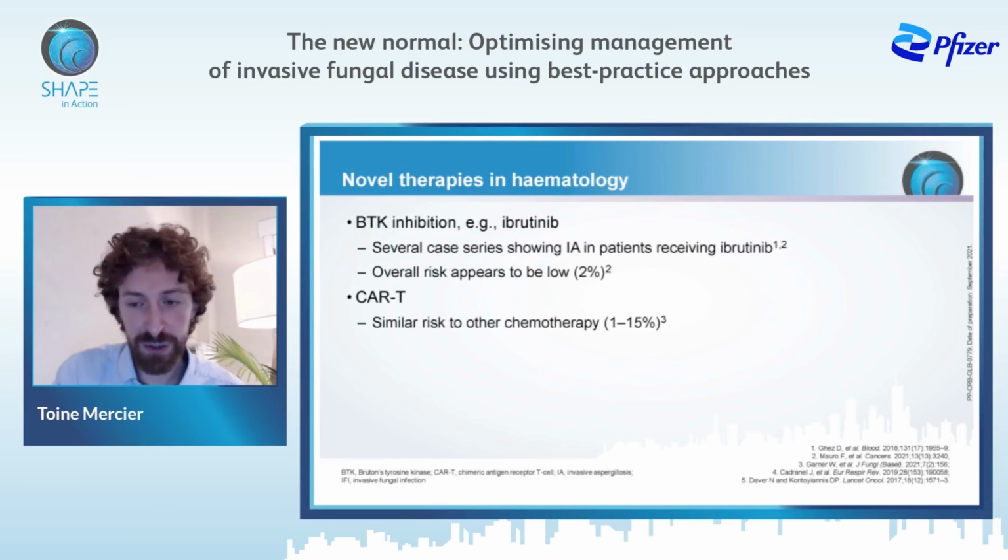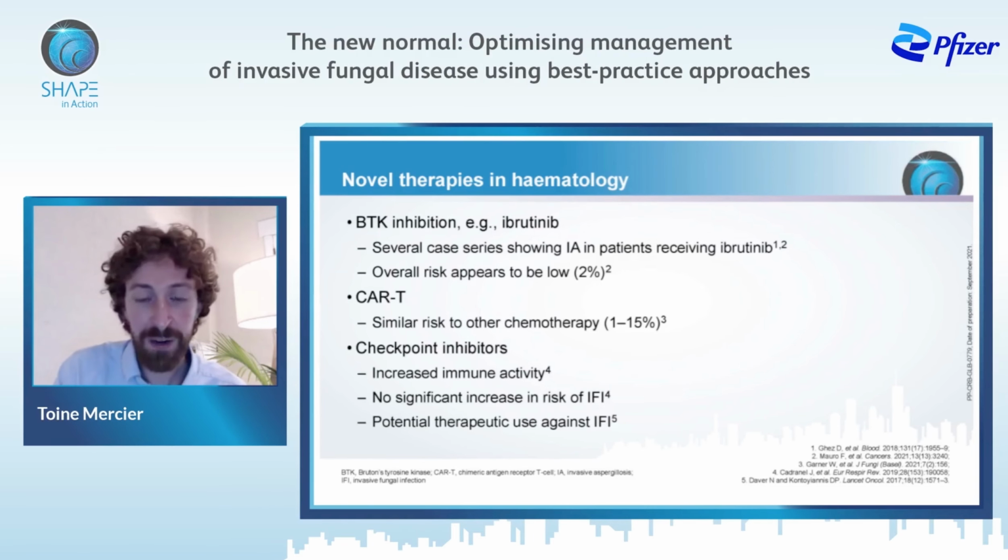CAR T cells have been used for a couple of years now. They get induction treatment with some form of chemotherapy, fludarabine and cyclophosphamide, things like that. And so the risk is similar to the risk seen with similar types of chemotherapy. There's no specifically increased risk in these patients. If we then go to checkpoint inhibitors, there's not an increased risk. This is something that is a fallacy in a lot of places, but checkpoint inhibitors do not increase risk. On the other hand, they might even be beneficial when looking at it from a theoretical standpoint.